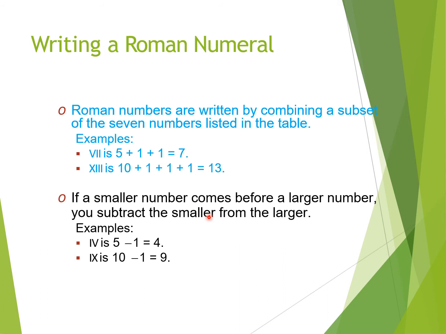If a small number comes before a larger number, you subtract the smaller number from the larger. For example, IV is V minus 1, which is equal to 4. IX is 10 minus 1, equal to 9. So interesting.